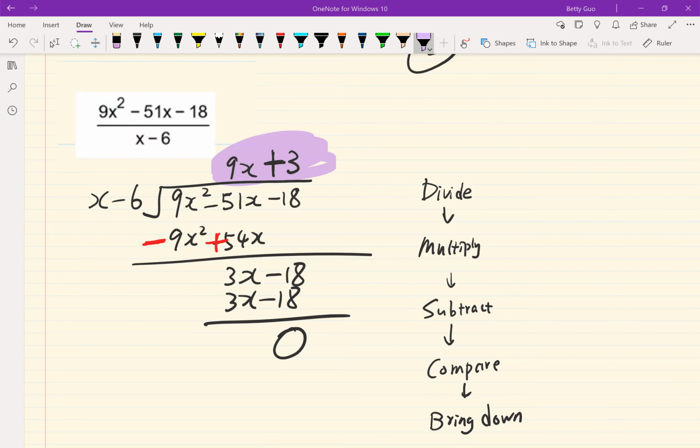Any question about long division? Okay, are you guys ready to prepare for test 4? Yeah, we're going to start a review for test 4. Test 4 takes place on Monday, and Tuesday we will have the final.